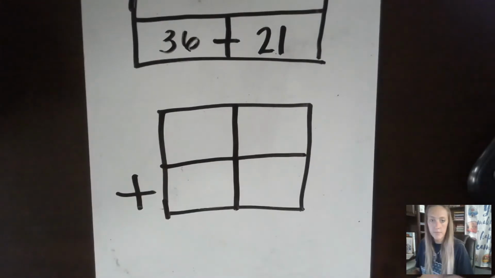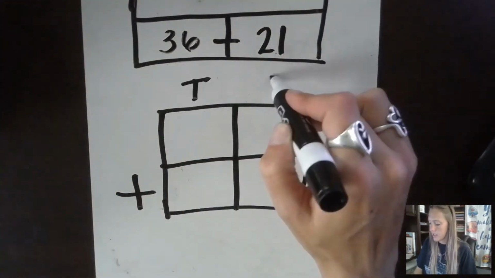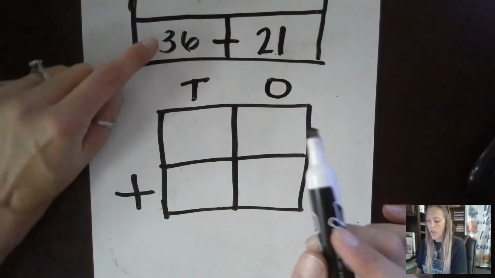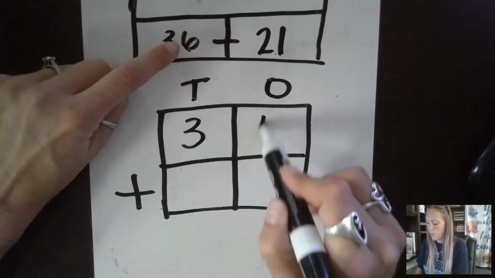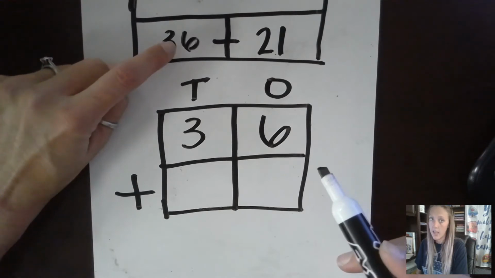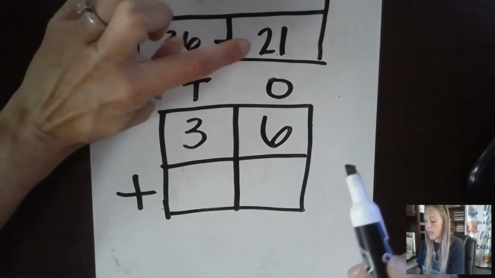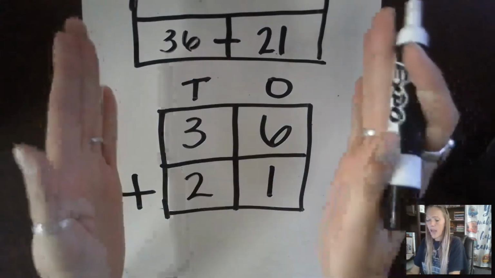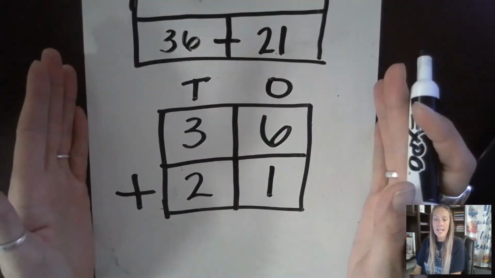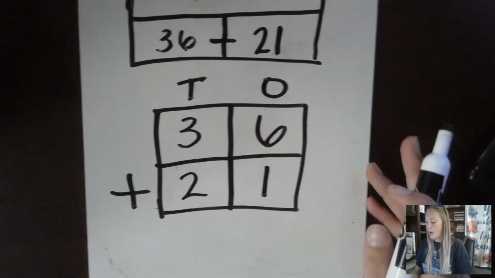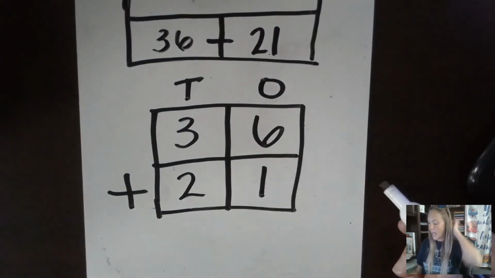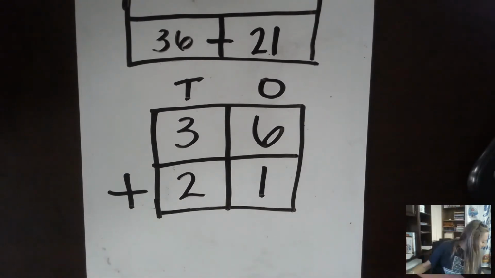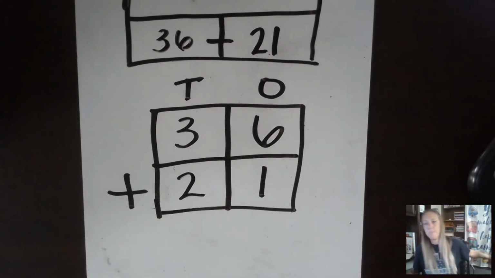We're adding. This is the tens place. This is the ones place. So I have a 3 in the tens place here, and a 6 in the ones place here. And then here I have a 2 in the tens place and a 1 in the ones place. So now I have that 36 plus 21 nice and neat and organized so that I can add them without getting mixed up. All right, so now on to how I want to show you how to add these. Let me get another board so we can come back to this.